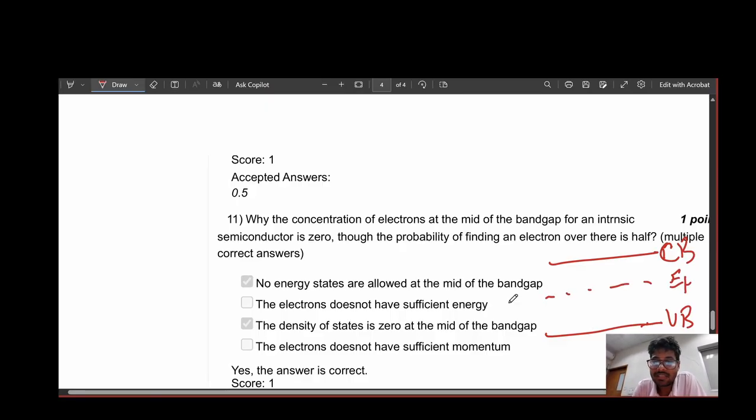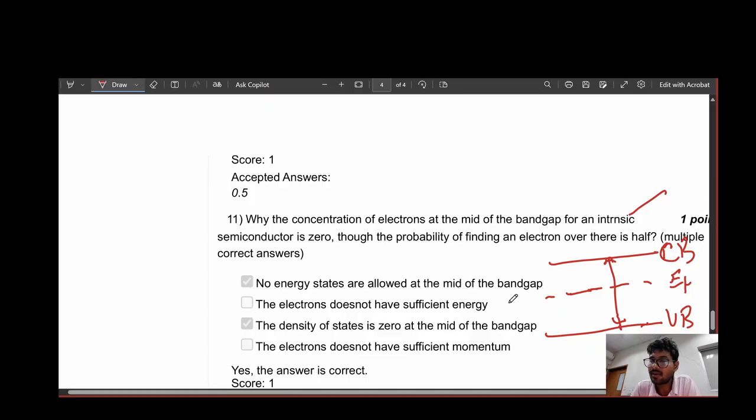Why is the concentration of electrons at the mid of the band gap for an intrinsic semiconductor 0? Intrinsic means there is no doping or impurity in the semiconductor. The probability of finding an electron is 1 by 2, as we have seen in the previous one, but there is no electron in between these two. That is because there are no states available.